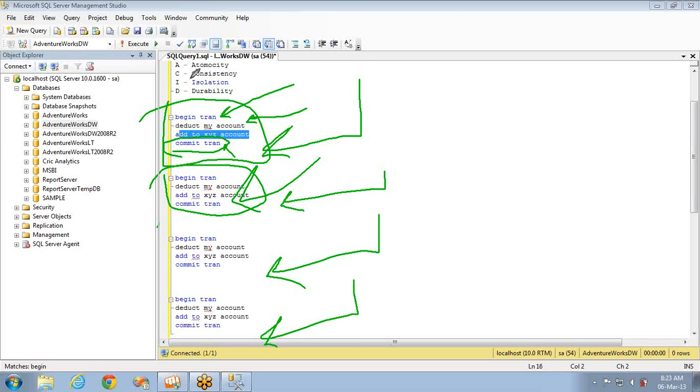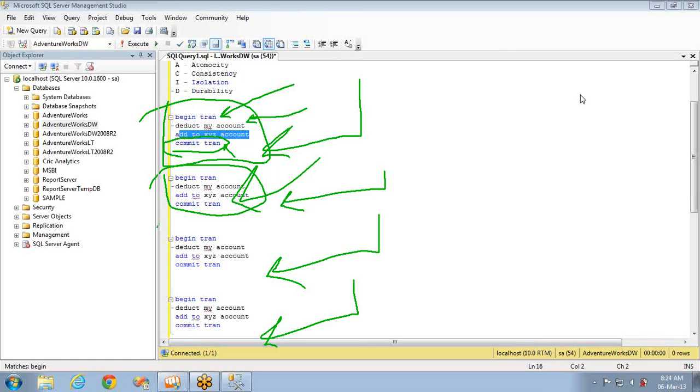Now, let's see durability. Durability is one of the most important properties of transactions. After a transaction is successfully completed, the changes to the data persist, and if by mistake it is not successfully completed, then everything should be undone. That is what durability talks about. So for example, let's say I'm executing a transaction.